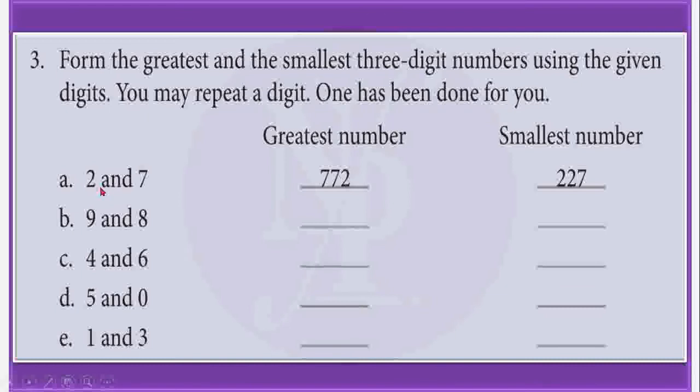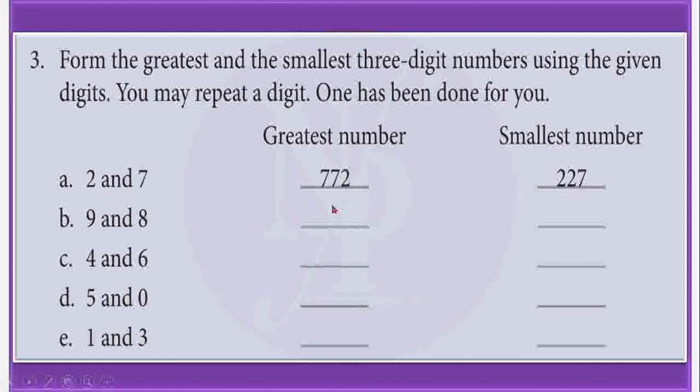A. The given digits are 2 and 7. To form the greatest number, we repeat the greatest digit in the greatest places. You should remember both the things. We should repeat the greatest digit and those repeated digits should be at the greatest places. So the number obtained is 772, the greatest number that can be formed using 2 and 7.